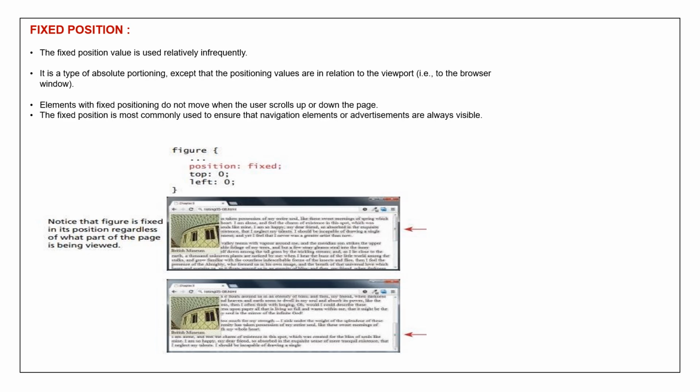Fixed position. The fixed position value is used relatively infrequently. It is a type of absolute positioning, except that the positioning values are in relation to the viewport, that is, to the browser window. Elements with fixed positioning do not move when the user scrolls up or down the page. The fixed position is most commonly used to ensure that navigation elements or advertisements are always visible. The figure describes how the fixed positioning holds its position regardless of what part of the page is being viewed.